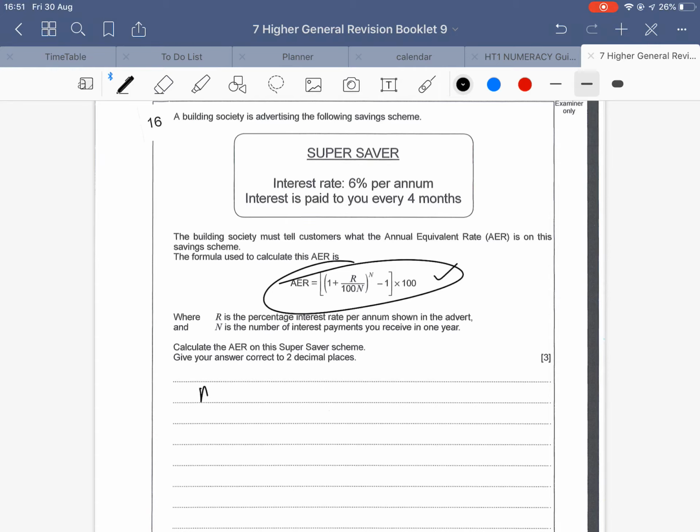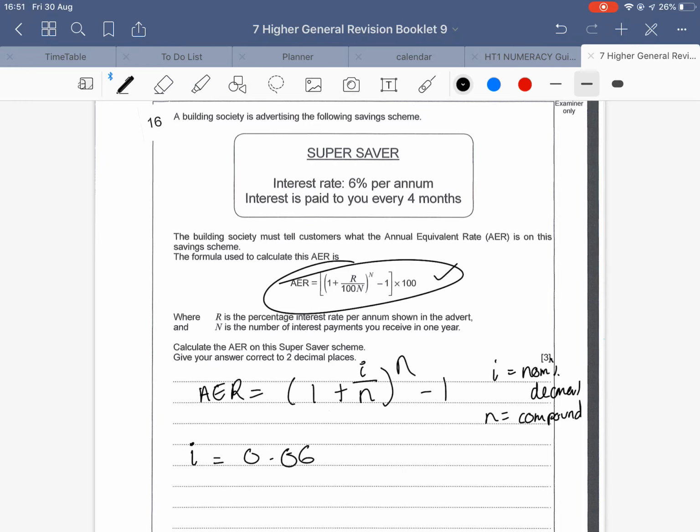So the way I've taught you, because this is what's in the current formula booklets, is AER equals 1 plus i over n, to the power of n, minus 1, where i is the nominal percentage as a decimal, and n is the number of compounds per year, how many times it happens per year that you get it. So for this one, i is going to be 6% as a decimal, 0.06.